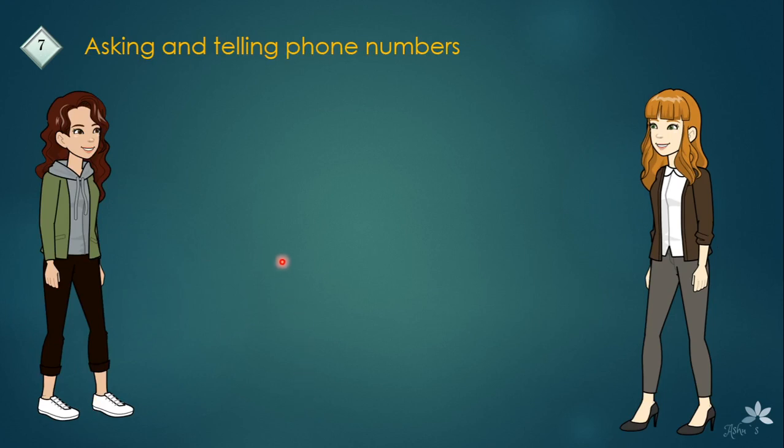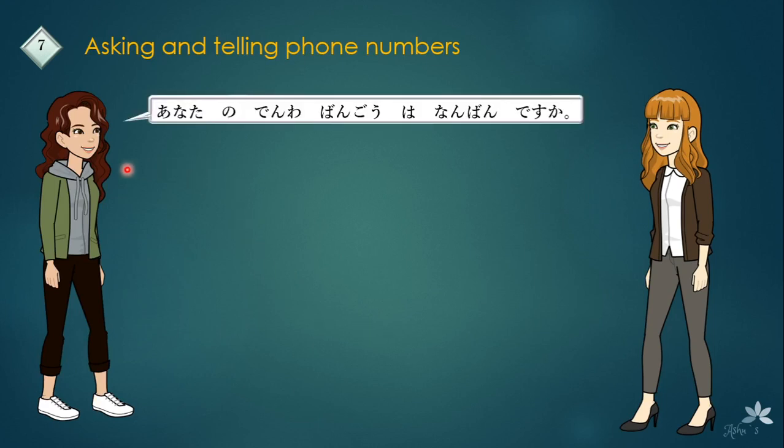Now let's learn how to ask and tell phone numbers. Now she's asking, あなたの電話番号は何番ですか? 電話番号 means phone number. 何番 is the interrogative we use to ask the phone number, which means what number. Okay? And here she is asking, あなたの電話番号は何番ですか? Which means, what is your phone number?